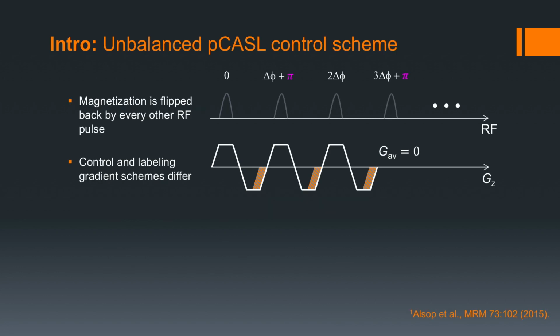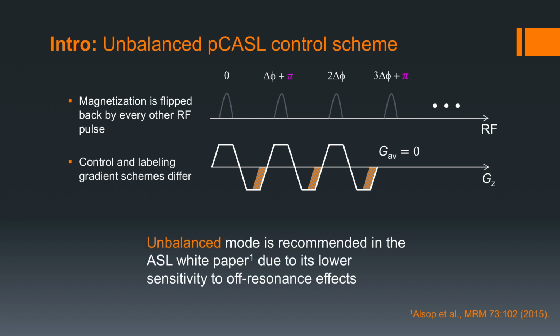The control condition is realized by adding a 180-degree phase to every other RF pulse. Regarding the gradient scheme, two types of the control condition are possible. In the unbalanced mode, which is shown here, the gradients of the control differ from that of the labeling condition, indicated by the orange area, so that positive and negative lobes of the gradient are equal and the average gradient becomes zero. The unbalanced mode is recommended in the ASL white paper because it's less sensitive to off-resonance effects.